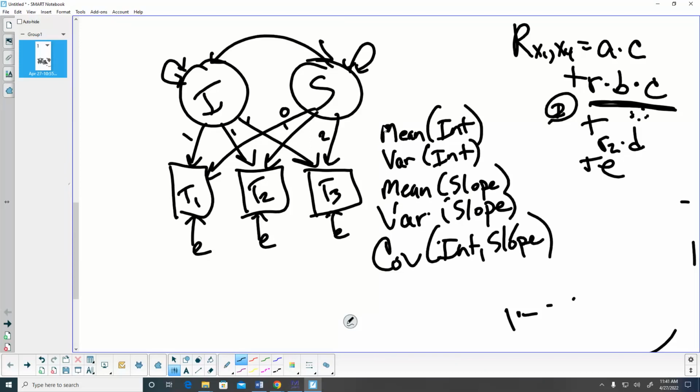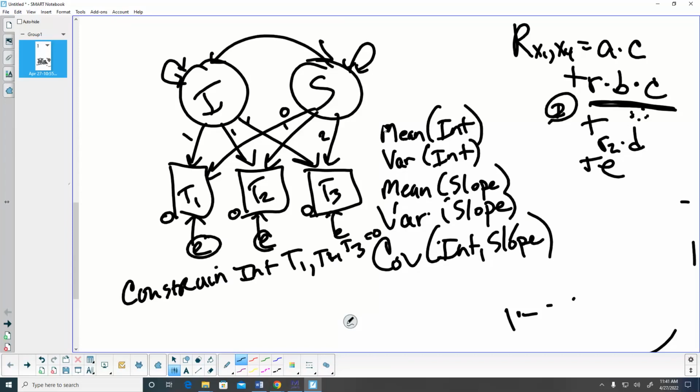We can't actually allow all these intercepts to freely vary, right? Because we only have 3 pieces of information about the mean and the intercept. So we constrain the intercepts, and this gets confusing because there's intercept up here, but I'm talking about the intercepts for these T1, T2, and T3, to equal 0. Okay, so we don't estimate any intercepts here. These are constrained to be 0.